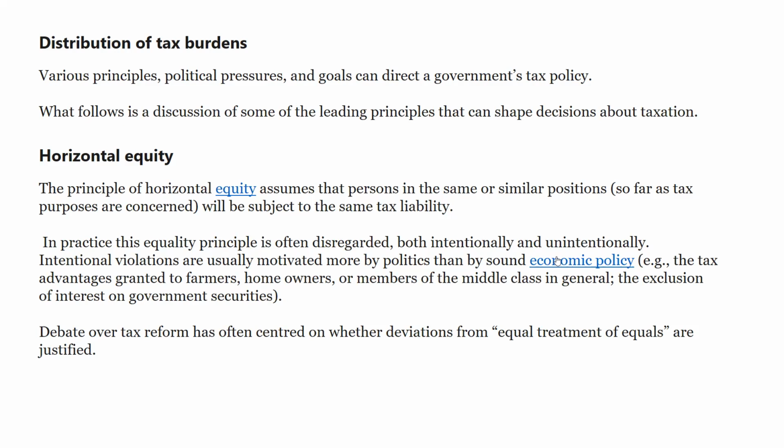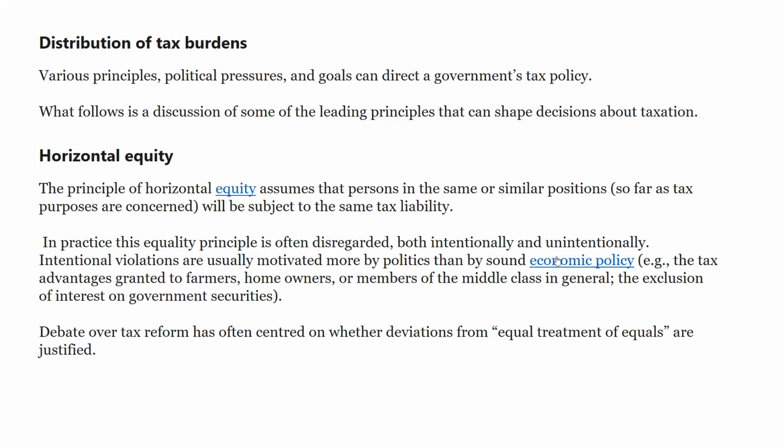And intentional violations are usually motivated more by politics than by sound economic policy, because of the tax advantages granted to the farmers. Yes, farmers, okay, they will not show because the farmers are struggling. And homeowners, as I told, those who are earning so much money as rent never show their income to the income tax office. And some middle class families won't show their income when they receive it on a non-formal basis. So these are some exception cases for applying the equality principle, especially the horizontal equality principle.